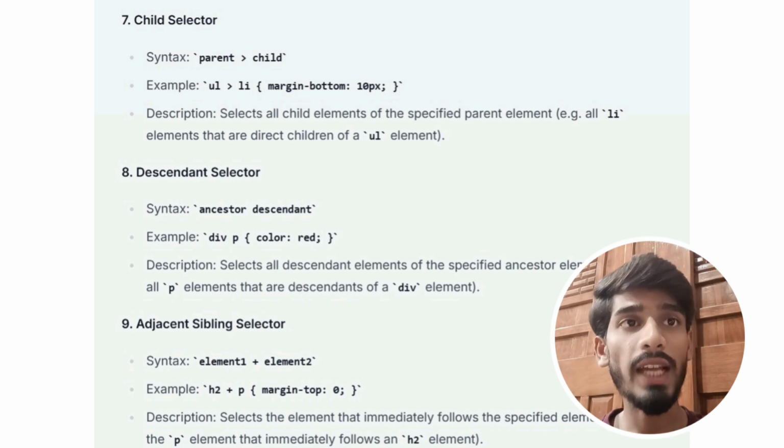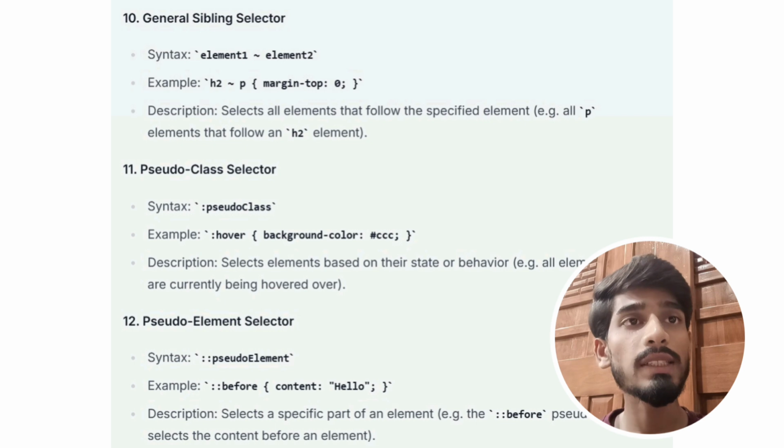Next is the child selector, and next is the descendant selector. After that, the adjacent sibling selector. After that, the general sibling selector. Then the pseudo class selector and the pseudo element selector.